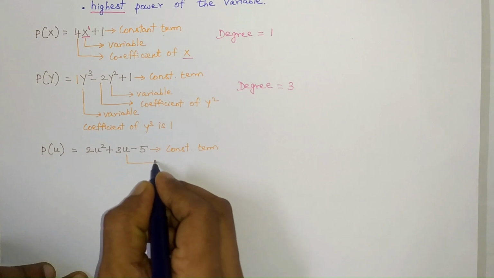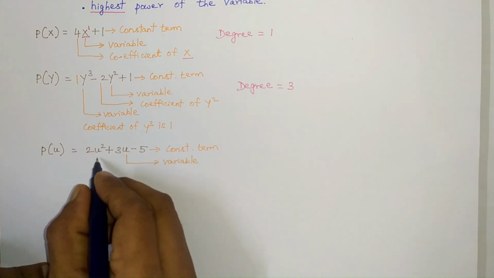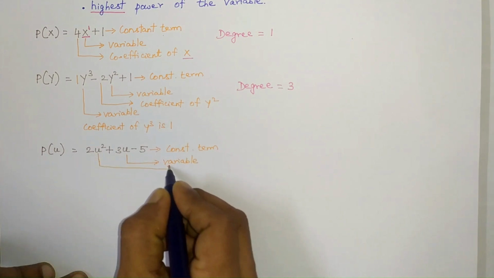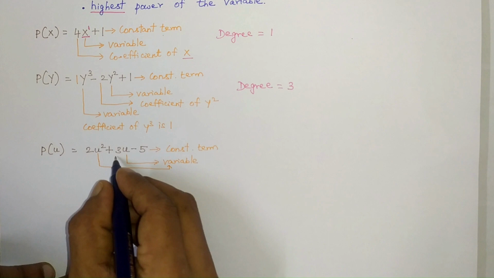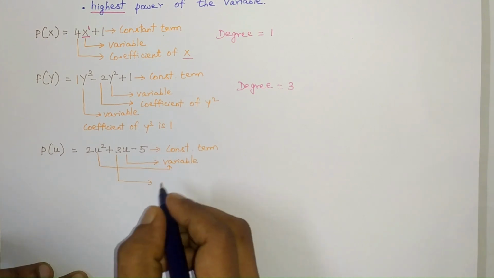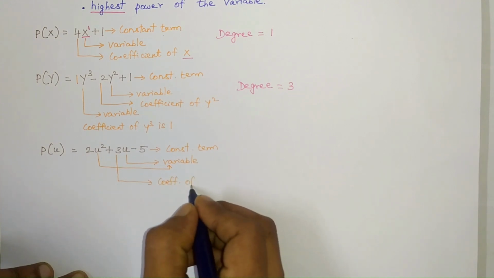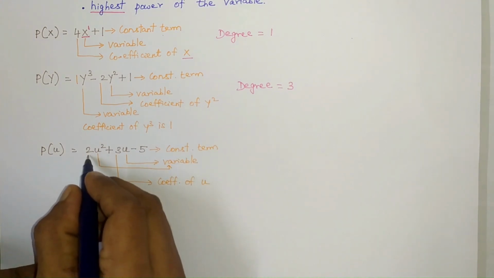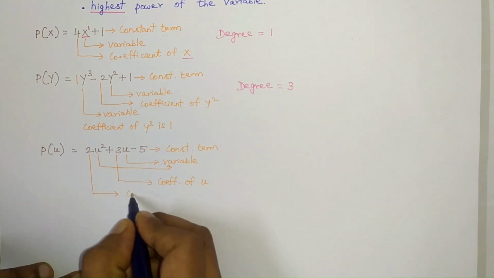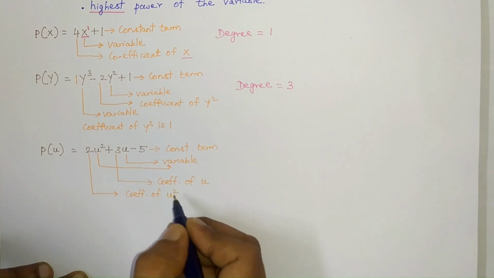So u is the variable, and here also we have got one more u. This is also nothing but the variable. We have plus 3, so we have to take it along with the sign. So plus 3 is the coefficient of u, and 2 is the coefficient of u square.